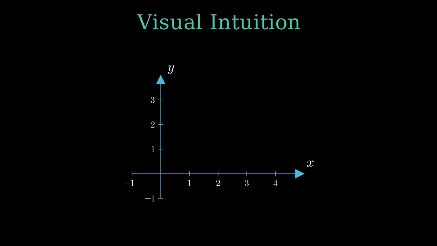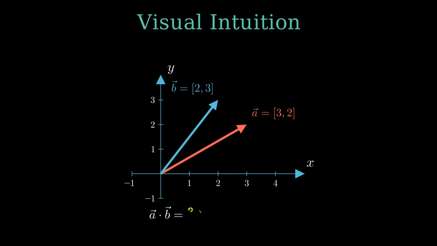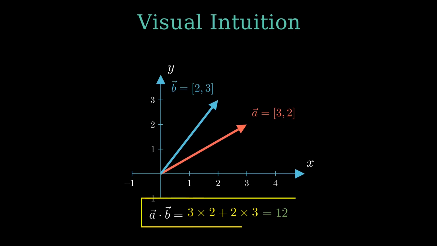Here are two vectors in 2D space. Vector A in red points to coordinates 3, 2. Vector B in blue points to 2, 3. The inner product multiplies corresponding components and adds them. 3 times 2 plus 2 times 3 equals 12.